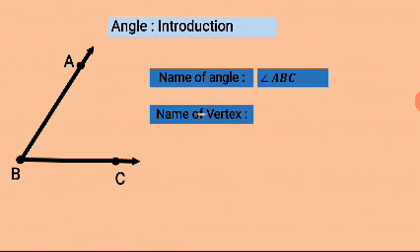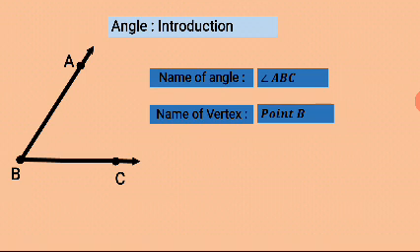Next, which is the vertex or the arms of that angle? So, we write the name of the vertex. Vertex means when two rays extend from one common point, it is called the vertex of the angle, that is B. The vertex of angle ABC is point B. Got it? Now we write the name of arms.